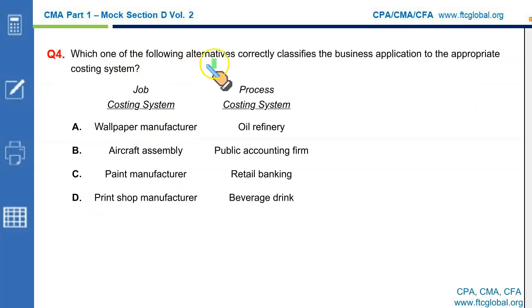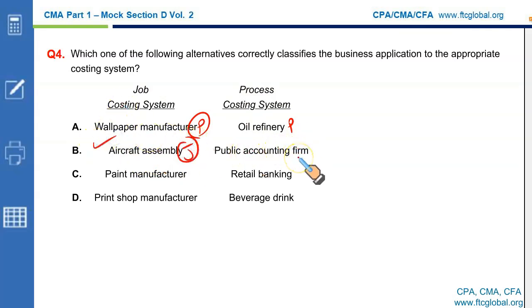Which of the following alternatives correctly classifies the business application to the appropriate costing system? Wallpaper manufacturing: wallpaper would move from different departments from one to another, different processes. So you should recommend process costing for wallpaper manufacturing, not job. And oil refinery, that is right. We use process costing for oil refinery. Aircraft assembly, it's separately identifiable, so it should be job order costing. Makes sense, it's the right one.